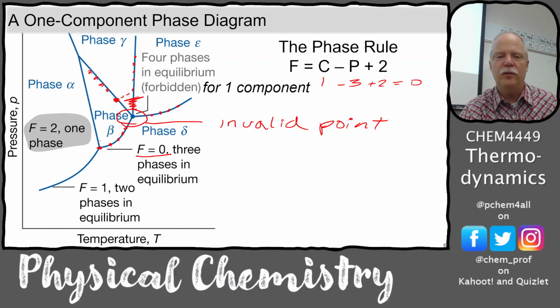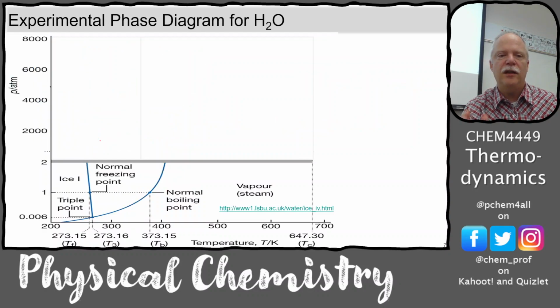Let's move on and look at some experimental phase diagrams. Here's the experimental phase diagram for water. We already showed part of this one, but this has the numbers on it. It's got the normal freezing point and the normal boiling point, 273.16 and 373.15. It's got the triple point, which is at 273.15 and a pressure of 0.006.